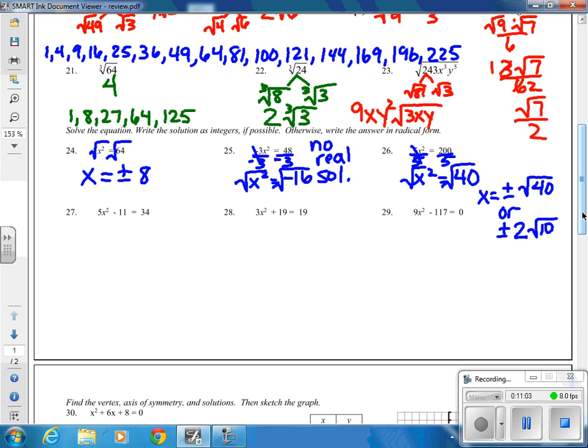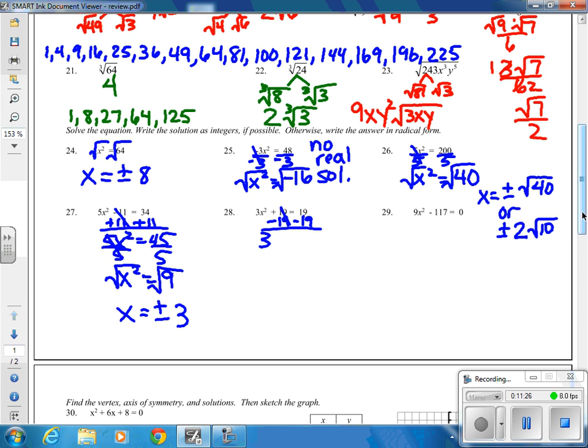For number 27, we want to add 11 to both sides. So now you've got 5x squared equals 45. Divide by 5 on both sides, and you've got x squared equals 9. That's a positive 9, so when I go to square root both sides, I'm going to put my plus or minus in my answer. Square root of 9 is 3, so the answer is plus or minus 3. For number 28, I'm going to subtract 19 from both sides, so now I've got 3x squared equals 0. I'm going to divide by 3, and I've got x squared equals 0. When I go to square root both sides, the square root of 0 is just 0.